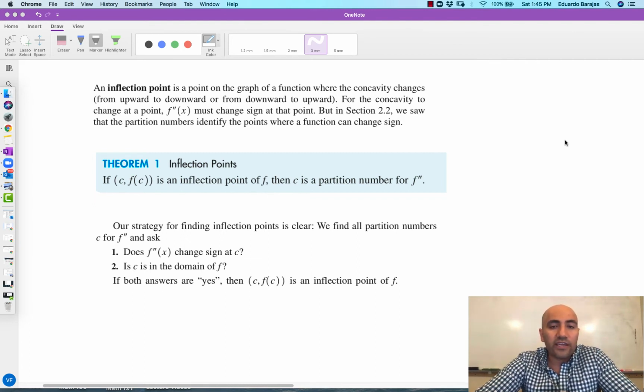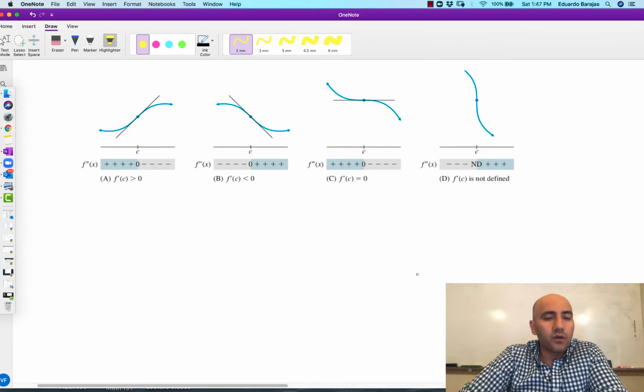And then we have to ask ourselves these two questions for every one of those partition points. One, does the second derivative change signs from positive to negative, or from negative to positive? Does it change signs? Yes, no. And two, is that point C in the domain of the original function f? It might not be in the domain of the second derivative, it might not be in the domain of the first derivative, but hopefully it is in the domain of the original function. If we can say yes to both of these statements, then (C, f(C)) is an inflection point of f.